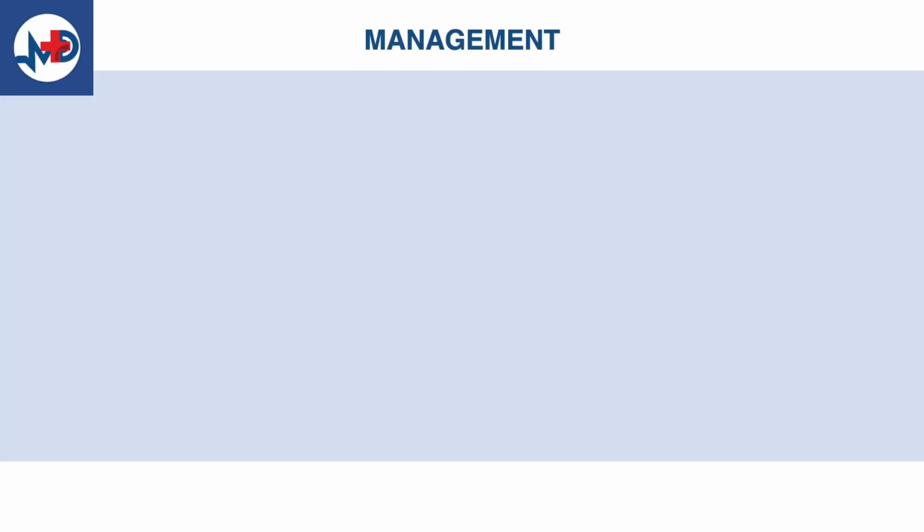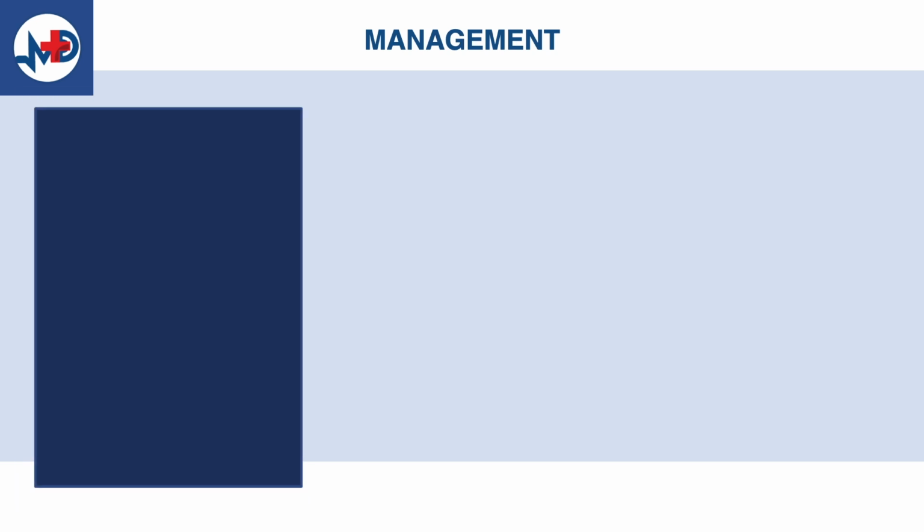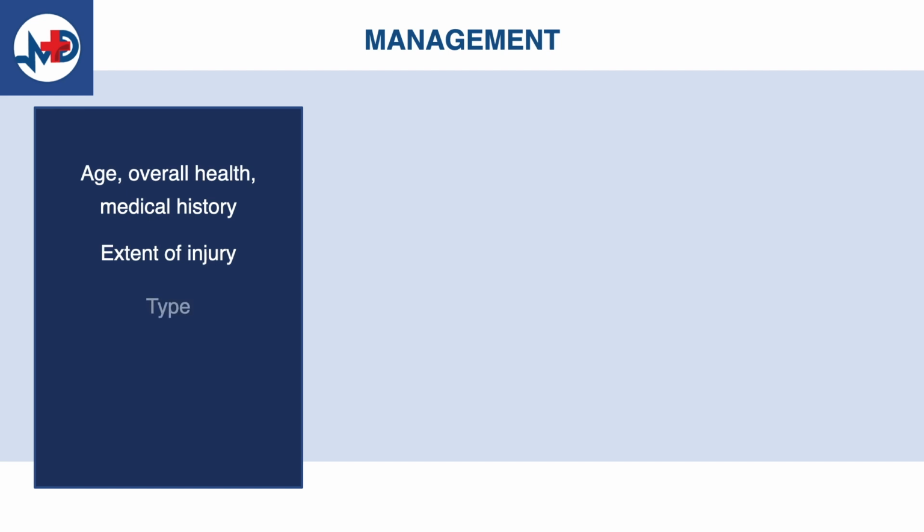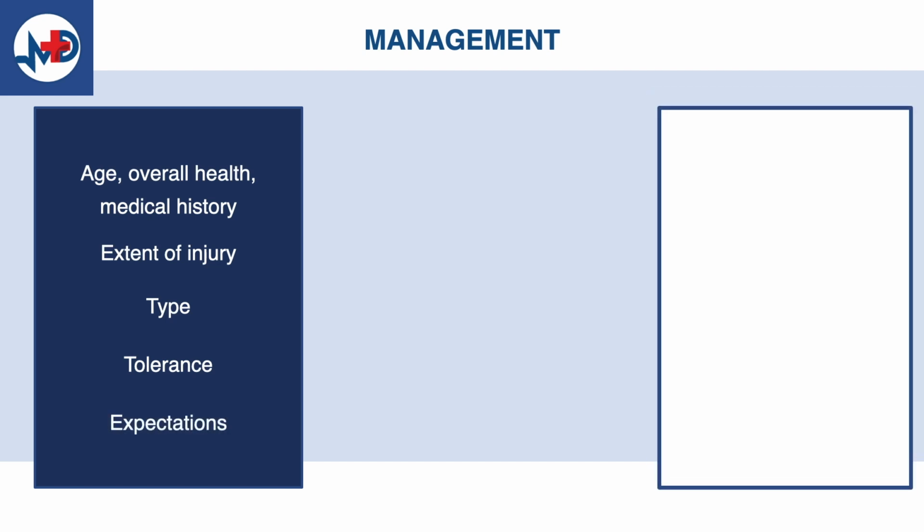Head injury treatment will be determined based on the patient's age, overall health and medical history, the extent of the head injury, the type of head injury, the tolerance for specific medications, procedures, or therapies, expectations for the course of the head injury, and your opinion or preferences.